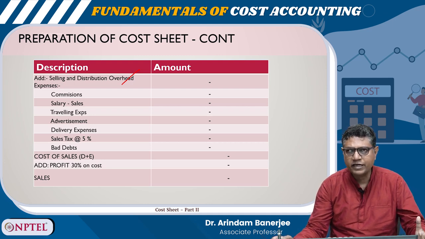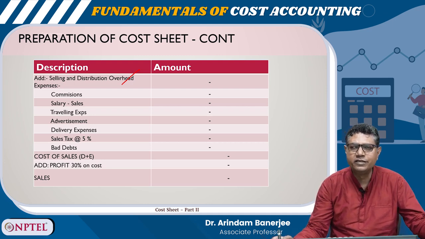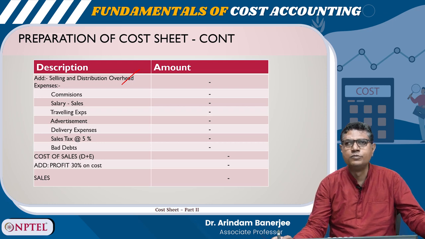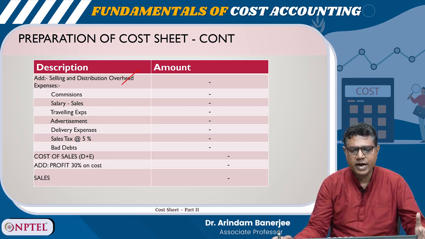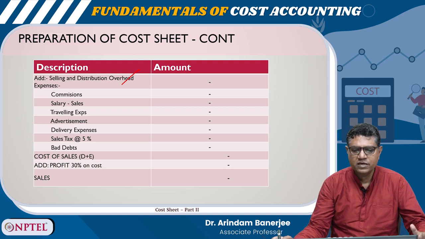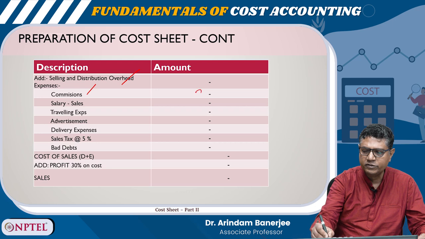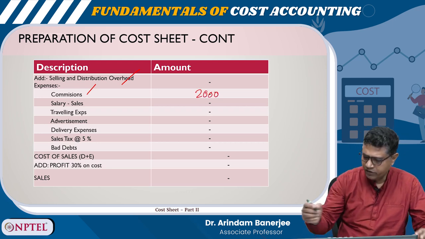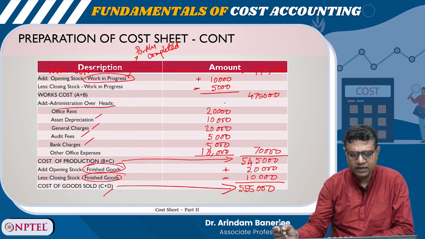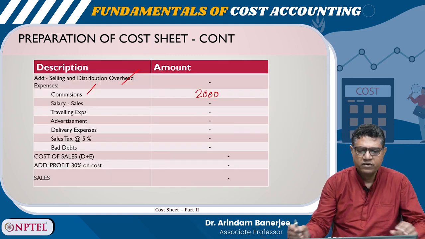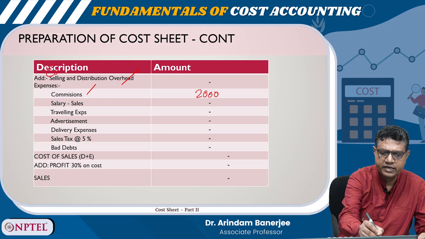Because from the factory complex it needs to reach the ultimate consumer, the end consumer. So, you need to add selling and distribution over it. For that, first you need to pay the commissions. Suppose you paid a commission of 2000. Again, for understanding, the cost of goods sold 5,55,000, I am carrying it here.